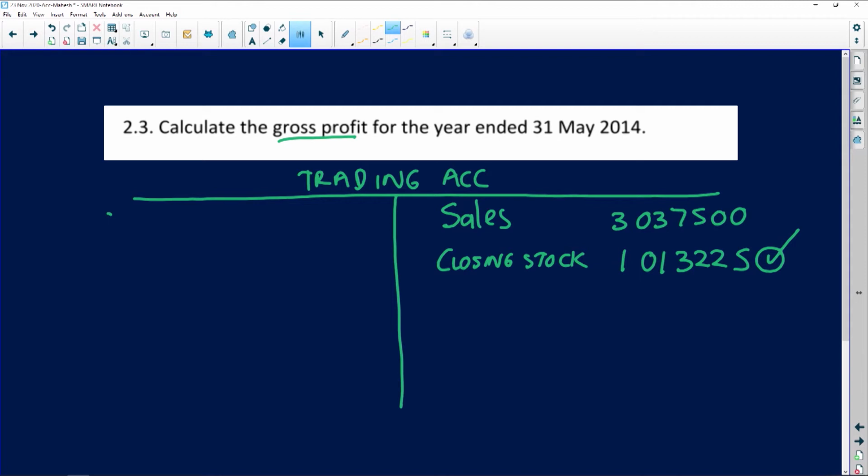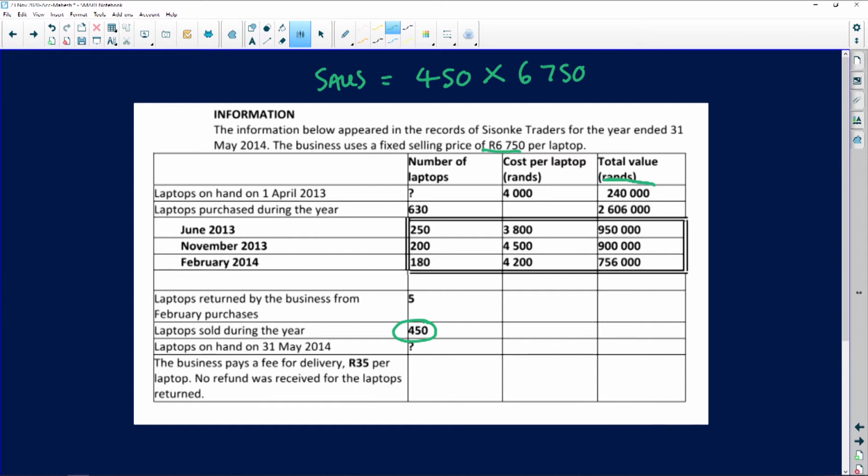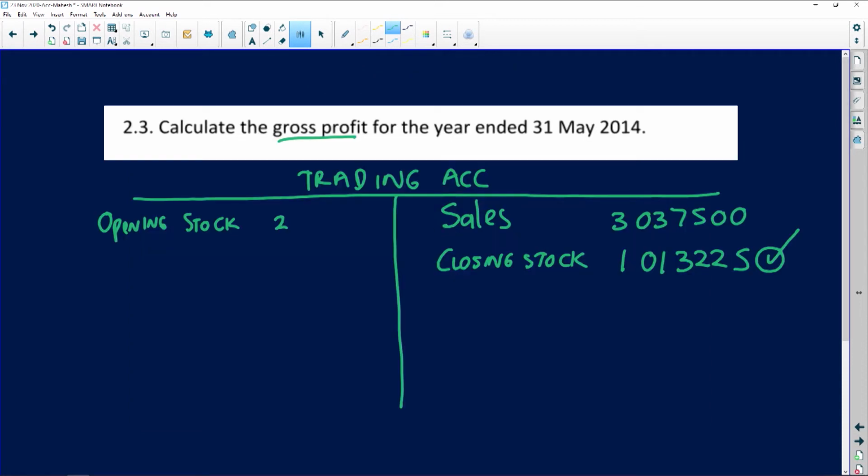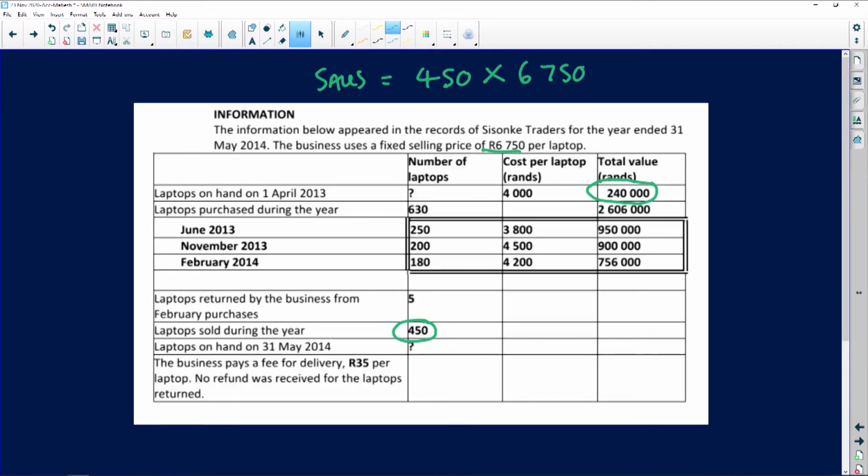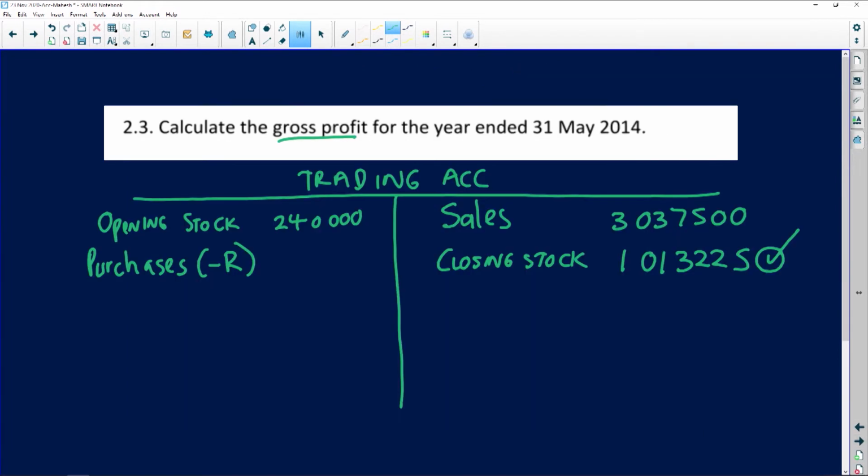Then on the debit side of this account, our opening stock. So at the beginning of the year, the value of our opening stock, an amount of 240,000. Okay, so let's fill that in, 240,000. Then we've got purchases, and remember here, always remember to subtract any returns. So our purchases was given to us. We don't have to calculate it because it's given to us. So laptops purchased during the year, the total value spent in terms of purchases, 2,606,000. Okay, so let's take that through.